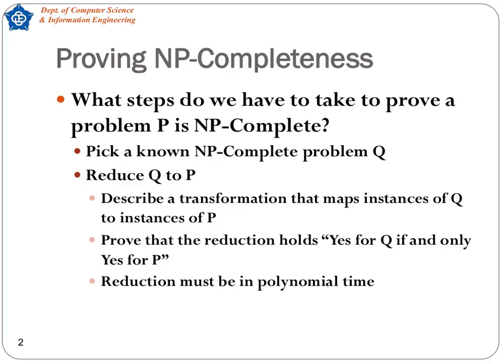P is NP-complete. First, we select a problem Q that's already known to be NP-complete. Next, we construct a concrete polynomial time reduction from Q to P. That is, a transformation that converts any instance of Q into an instance of P. We then show this transformation preserves answers. Q returns yes if and only if P does. Finally, we verify the entire process runs in polynomial time. Completing these steps establishes that P is indeed NP-complete.